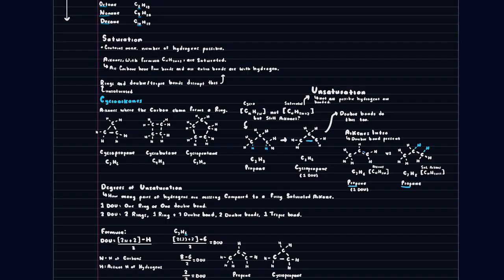In the next lesson, we'll take these ideas and learn bond line structures, isomerism, and naming, which will allow you to quickly read and draw molecules for the U.S. National Chemistry Olympiad. Thank you.